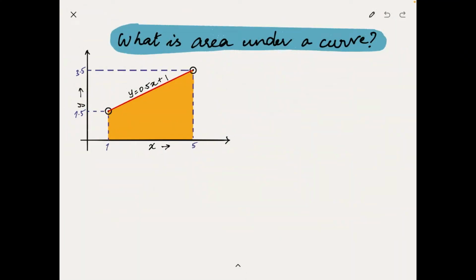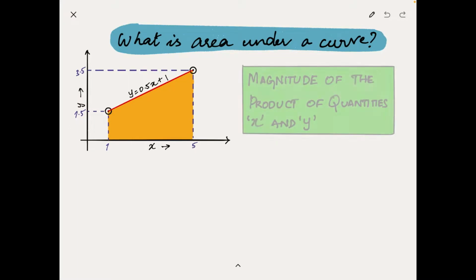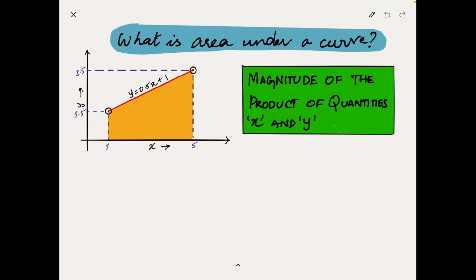In this section, I will try and explain what the area under a curve represents. As you might know, area is a scalar quantity, so it has only magnitude. Similarly, the area under a curve represents the magnitude of the product of two quantities x and y. For example, if x is time in seconds and y is velocity in meters per second, then the product of velocity and the time between the two time instants will give us the distance covered between this time interval. So if we assume this graph as our velocity versus time graph, the area under the curve y is equal to 0.5x plus 1 represents the distance covered between 1 to 5 seconds.